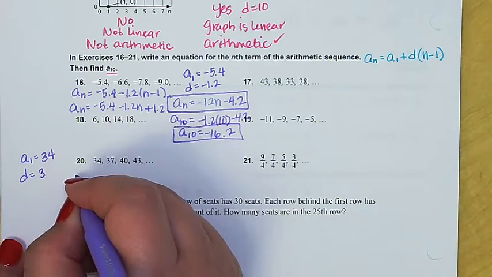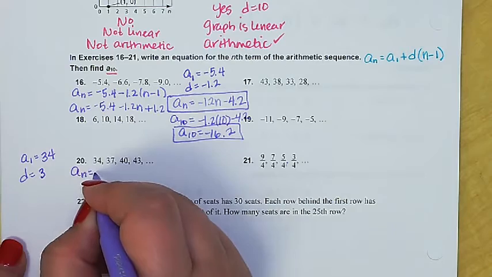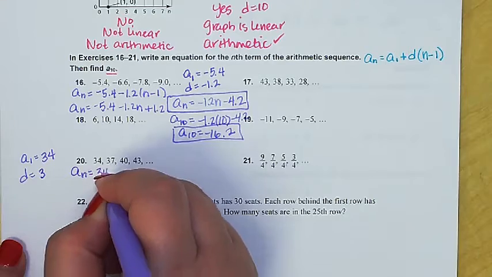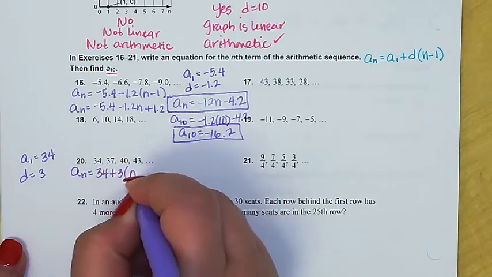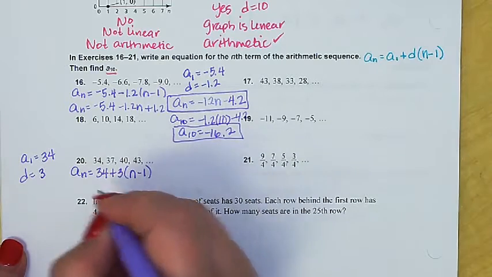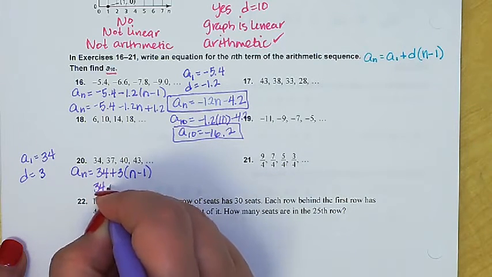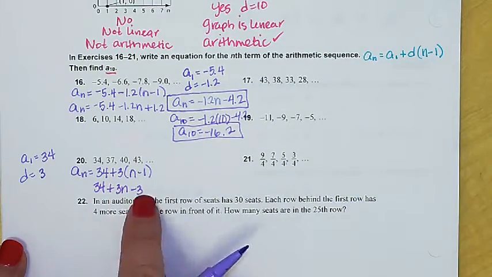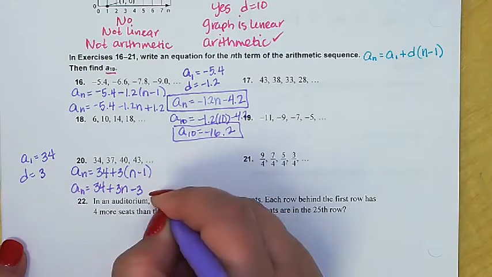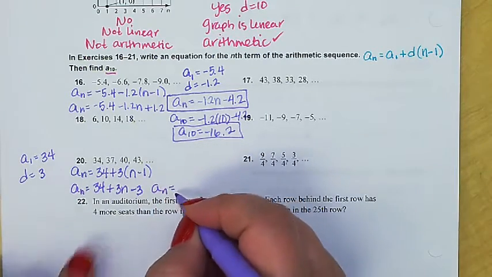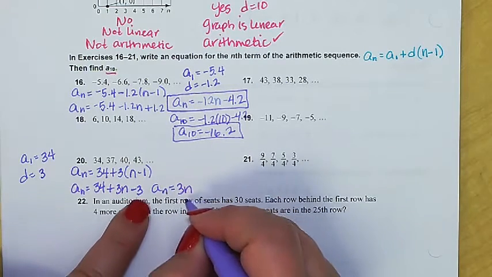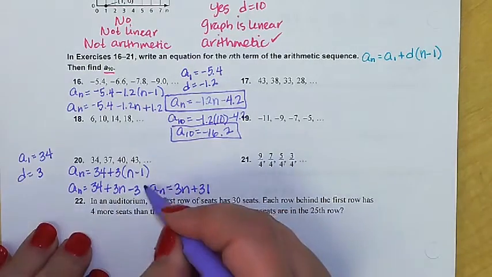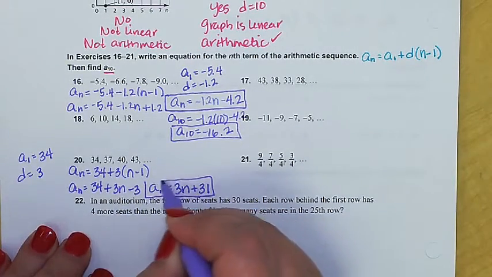Okay, so we'll put that into the explicit formula, a sub n. I have it right here for reference. The first number plus that d value times n minus 1. We'll distribute the 3. So that's 3n, and 3 and negative 1 is a negative 3. And then I'll combine my like terms. So the equation would be 3n, and then 34 minus 3 is 31. Okay, and that is the explicit formula for that sequence.